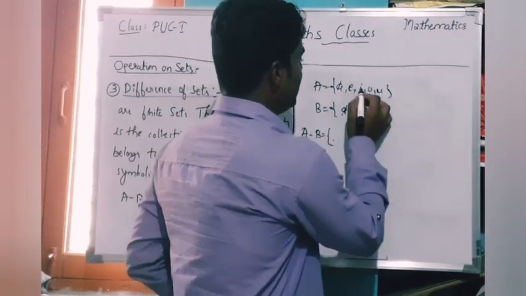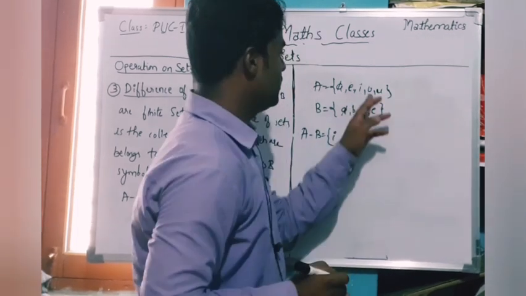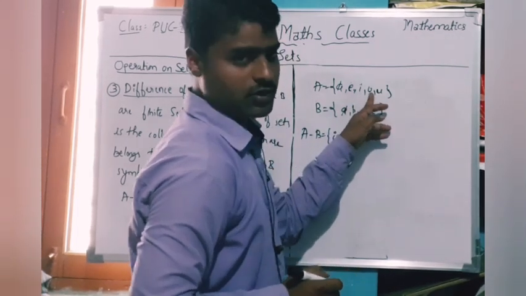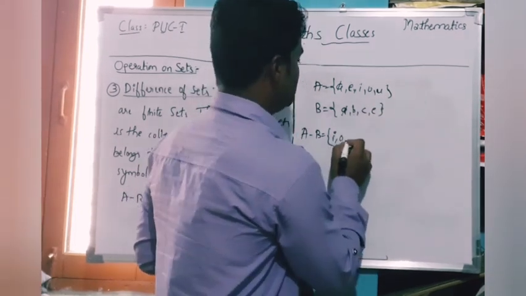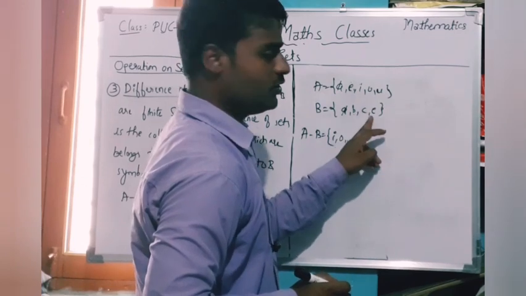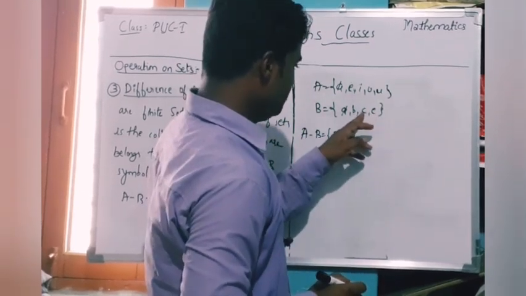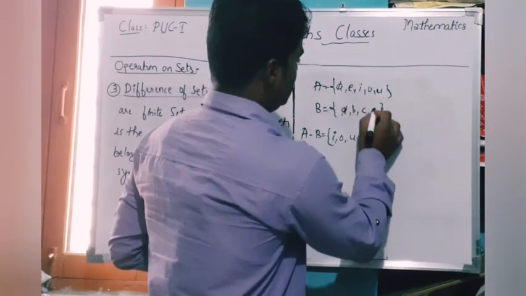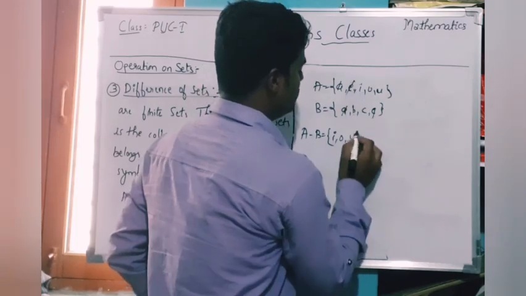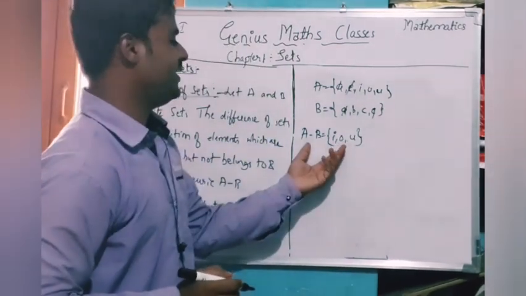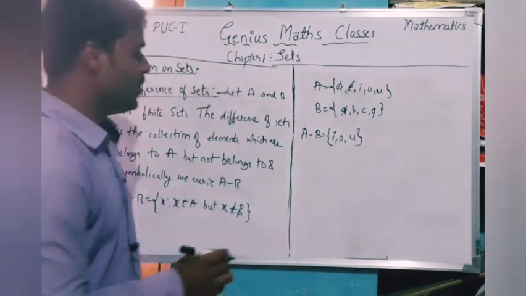I is here but not here, so I is an element. O is here but not here, so O is also an element. U is here but not here, so this is also an element. E is here and also here, so it cancels. So the elements are I, O, U. These are the only 3 elements present in A minus B. This is the simple example.